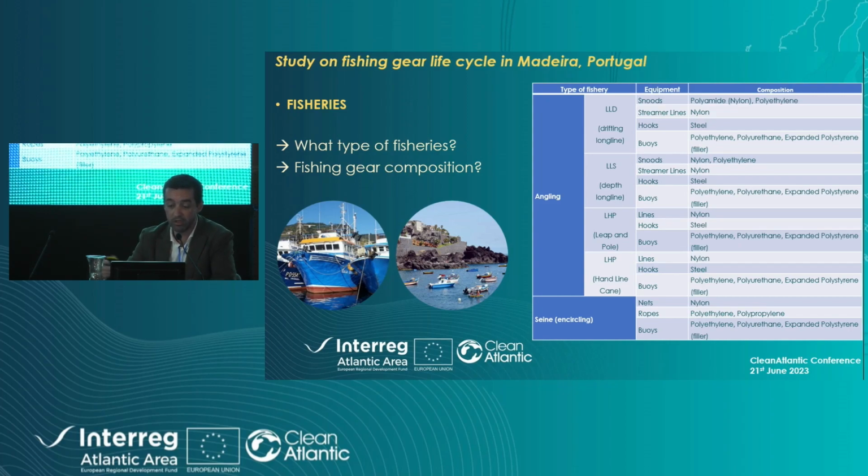Then if you go to depth long line or pole and line or whatever, you'll know that this gets harder and harder. The other major fishery type is seine or encircling, and it's nets that we didn't know. The fishermen did, but we didn't know. They are made of nylon, so when they lose the gear, it sinks. So we never found a fishing net of this material on the beach. So we thought our fishermen are great. They don't lose gear, but it should be on the ground and not on the beach. So maybe they are not that great as we thought at first.